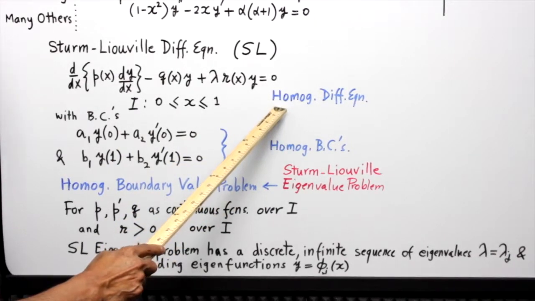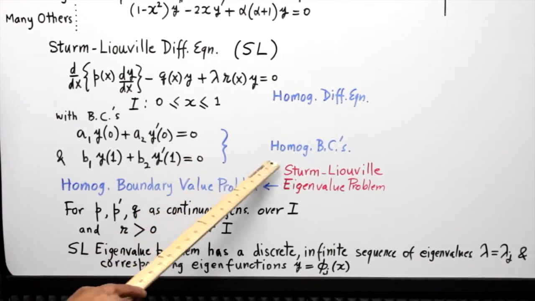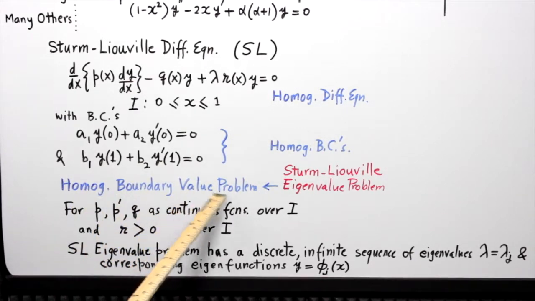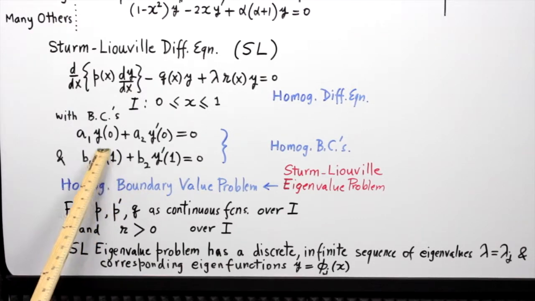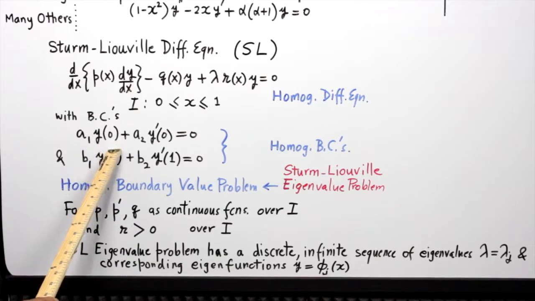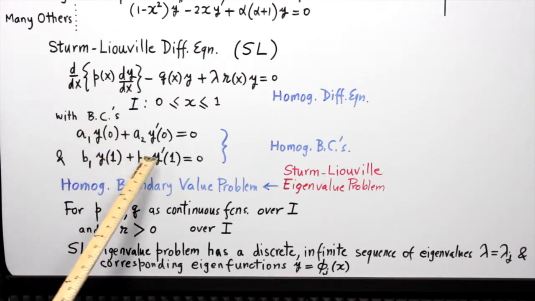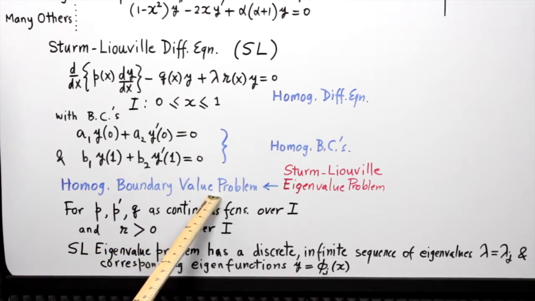So we have a homogeneous differential equation, with 0 on the right hand side, and we have 0 on the right hand side for the boundary conditions. Together they define a homogeneous boundary value problem. This is a boundary value problem as opposed to an initial value problem, because we have two conditions that are posed at two different values of x. If both conditions were posed at the same point, then we call that an initial value problem, as we had discussed before. So this is a homogeneous boundary value problem.